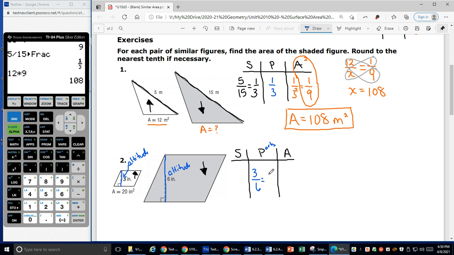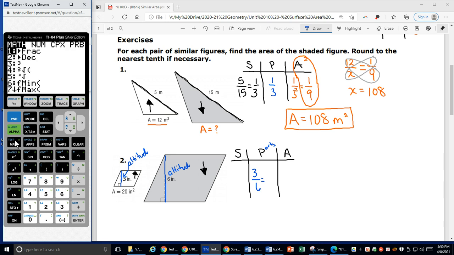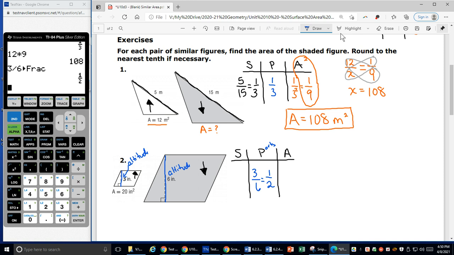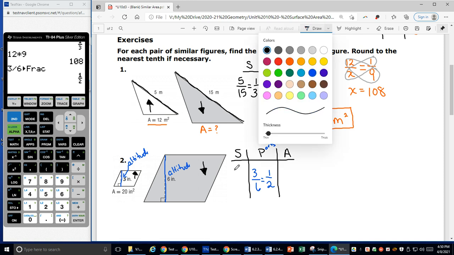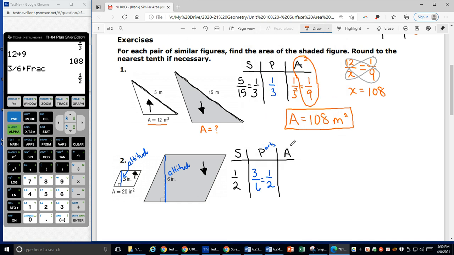Then I'm going to reduce that. We should be able to reduce that without the calculator, but in case you want to see how to do that again, 3 divided by 6, I hit the math button, choose enter because fraction is already chosen, and I can see it reduces to 1/2. I know the scale factor then is 1 to 2. To find the ratio of my areas, I'm going to square the scale factor. So 1 squared over 2 squared gives me 1 times 1 and 2 times 2. So the ratio of my areas is 1 to 4.